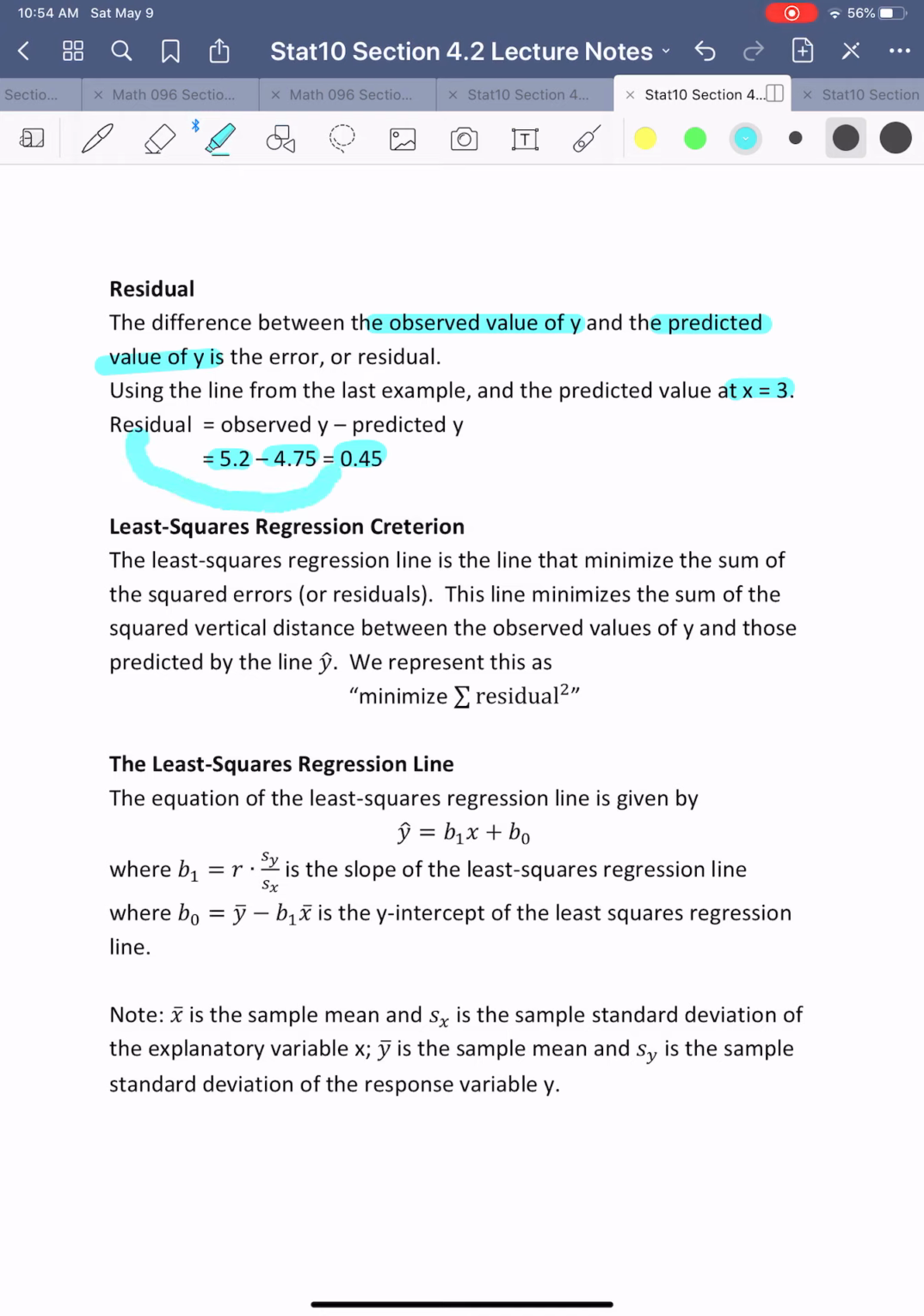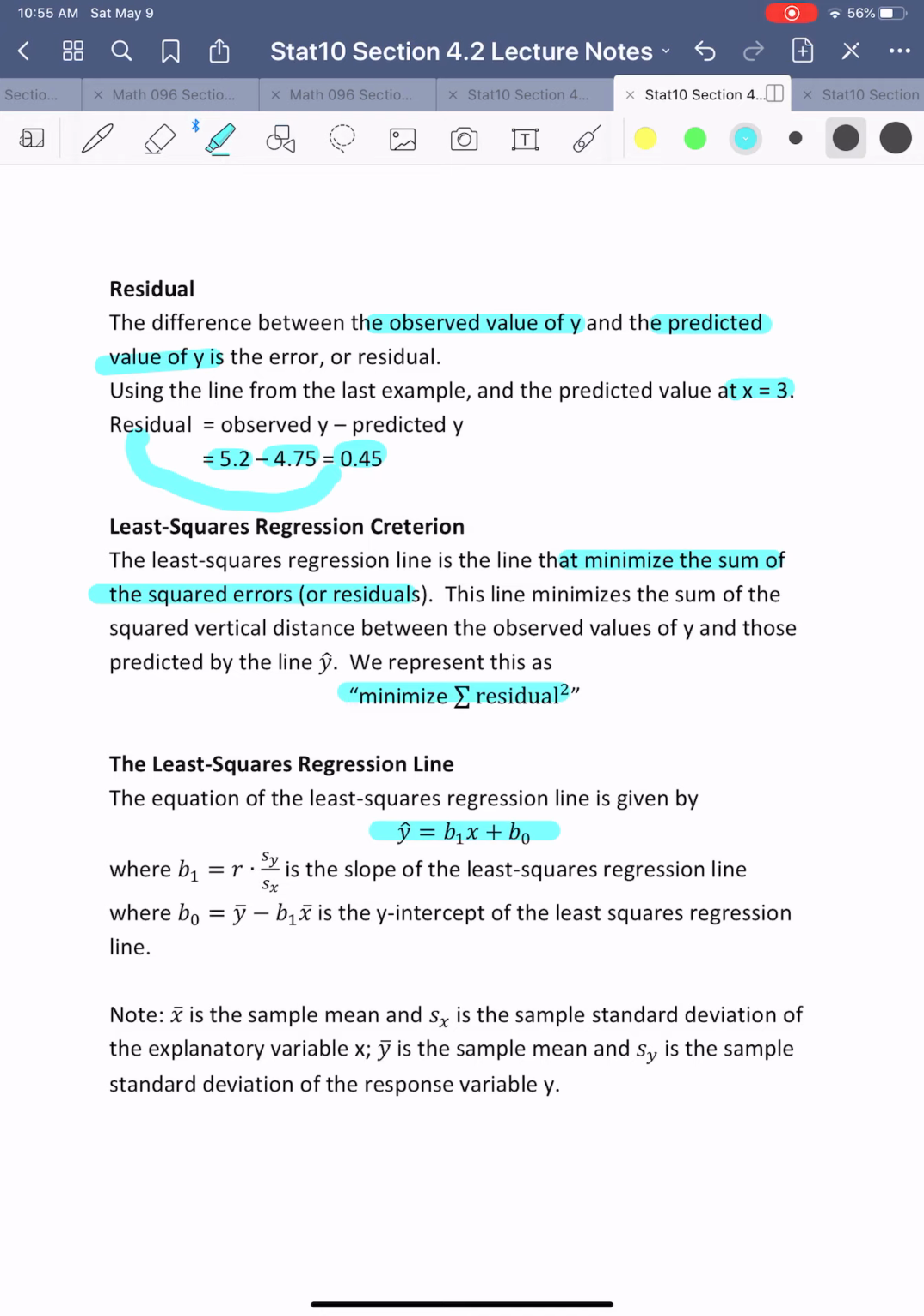Okay, so the least squares regression criterion. The least squares regression line is the line that minimizes the sum of the squared residuals. This line minimizes the sum of the squared vertical distances between the observed value y and those predicted by the line, y hat. We represent that as minimizing the sigma of the squares of the residuals. So the least squares regression line, the equation, is given as follows.